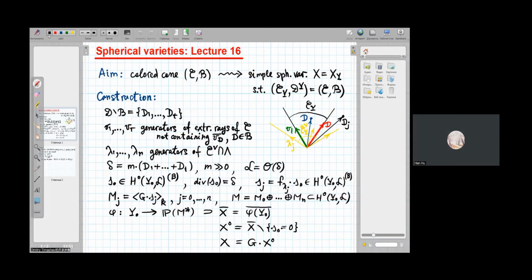Let me again draw a picture. So the picture is like this. You have X bar. You have X sitting in X bar as an open subset, and you have X naught sitting in X. So these are inclusions of open subsets. Okay, let's go on.